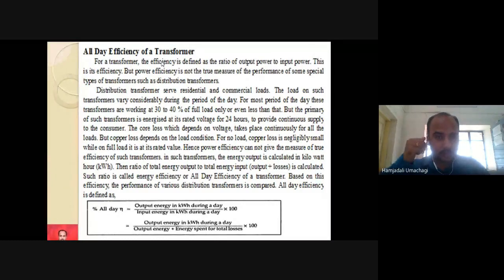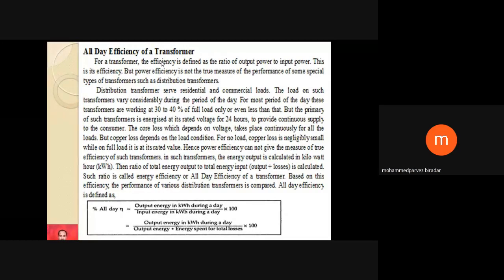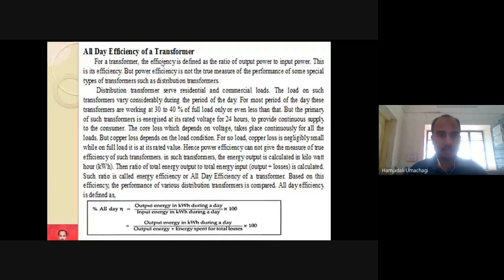So what do you mean by efficiency? Output by input. Actually, efficiency, whether it is an electrical system or an electronic system, we say efficiency as output by input. Yes or no? But here, if you take your commercial distribution transformer, what is the thing?